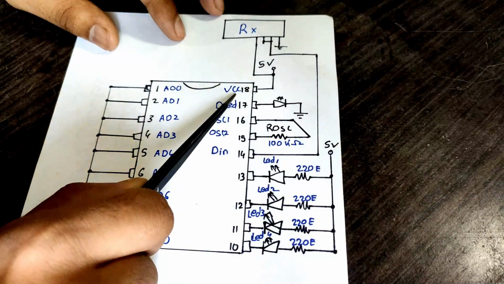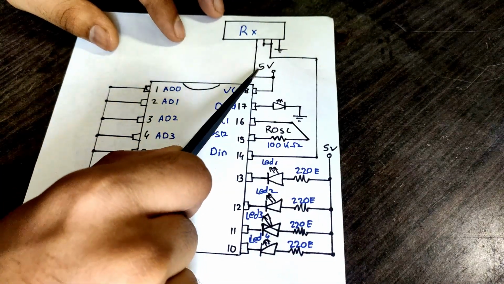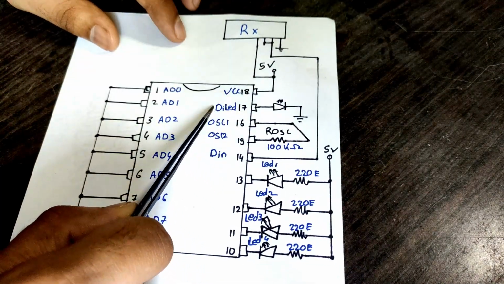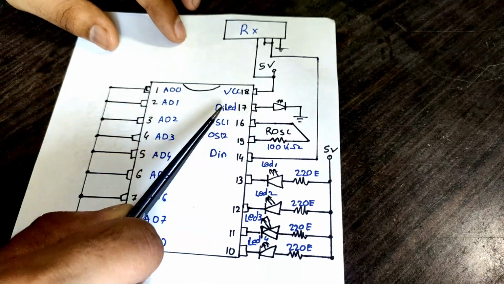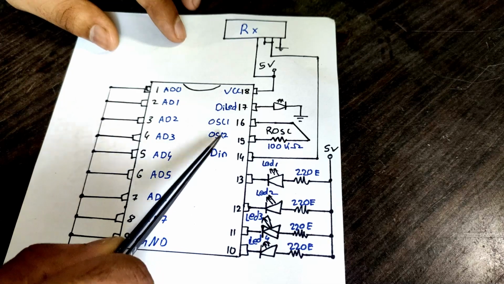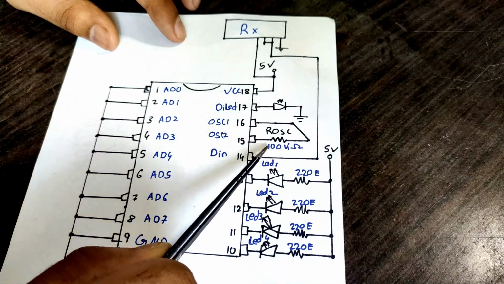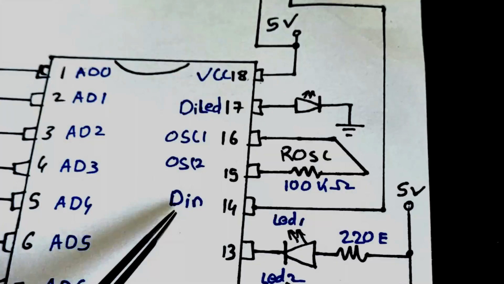The 18th pin is the VCC for the IC. The 17th pin is a little different. It's used to connect a LED which will show the status of the connection between our transmitter and receiver. Then there is a resistor connected between the 15th and 16th pins, which are for the oscillator, and the value we use for the ST12D is about 100 kilo ohms.